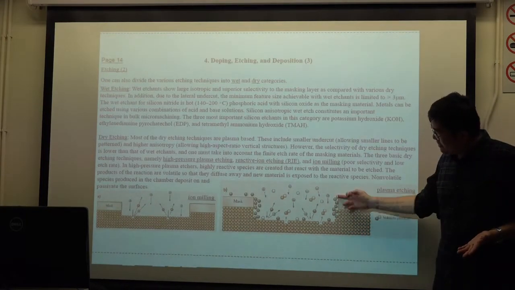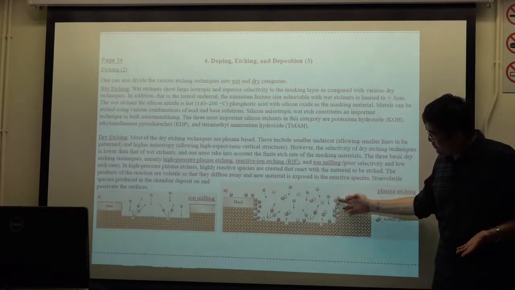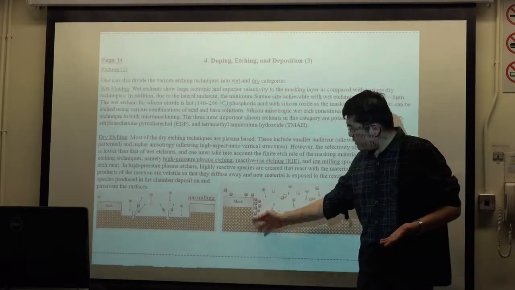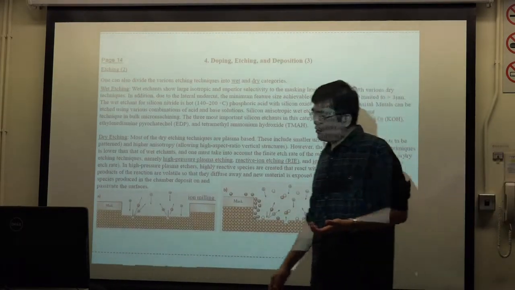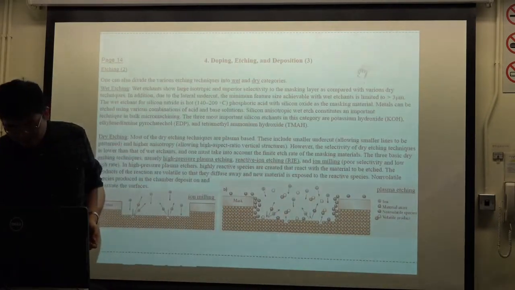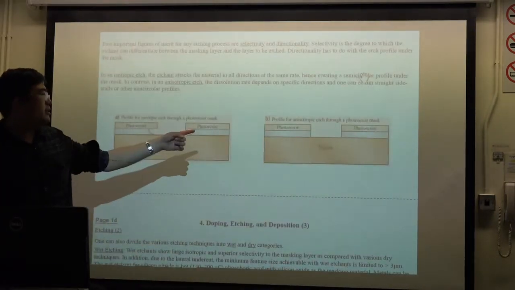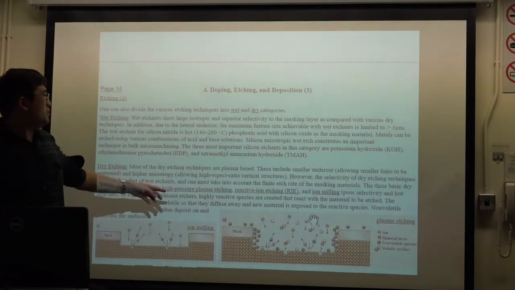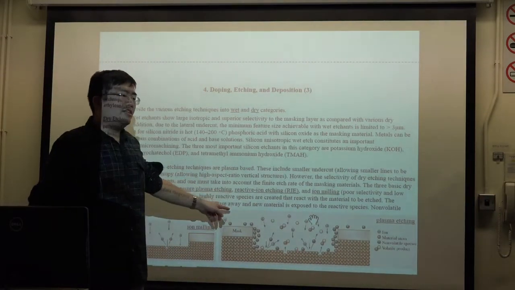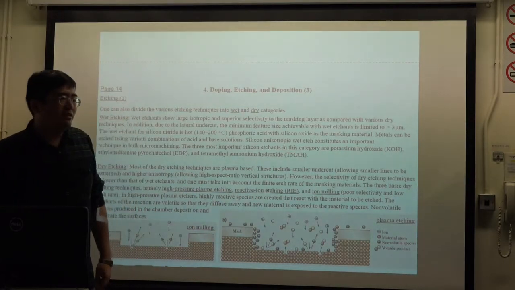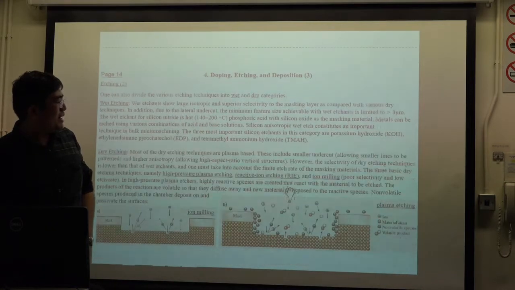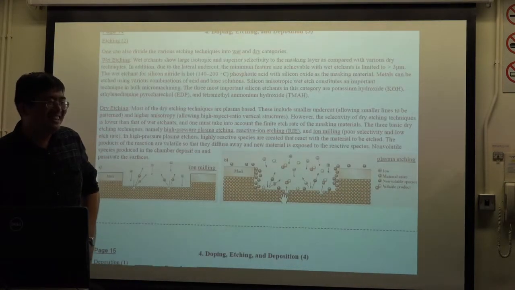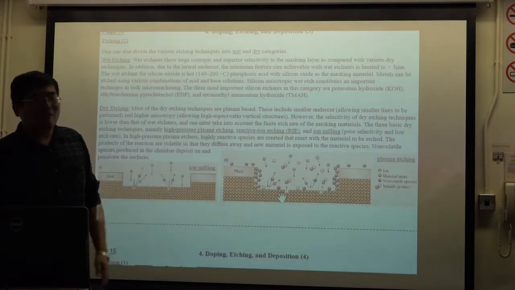automatically passivate the vertical surface, so they can achieve this anisotropic etch. This is what's called dry etching. Tomorrow you will use plasma etching for your graphene. I hope you can know how to realize it, but the principle is quite different.